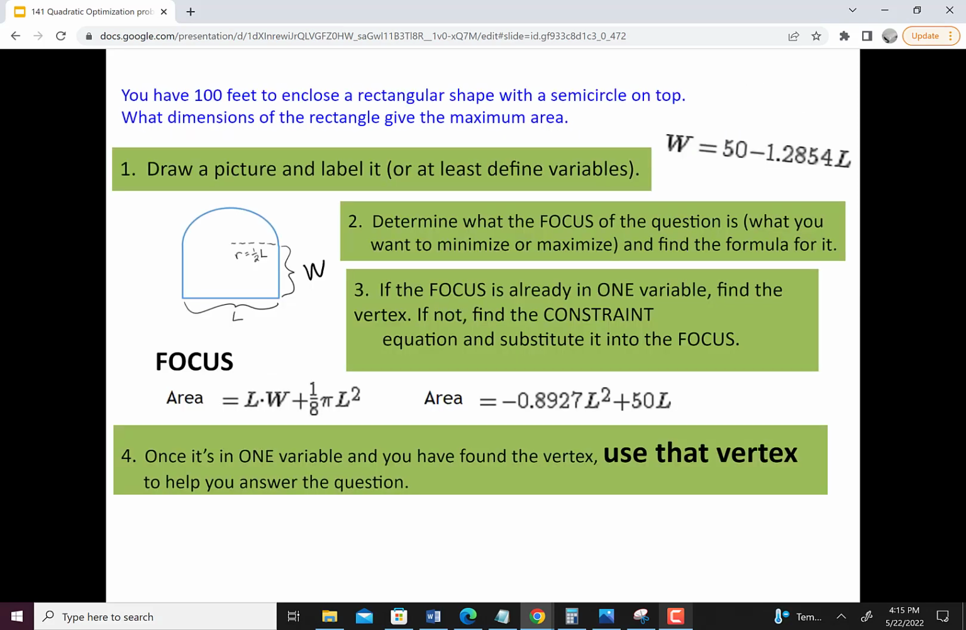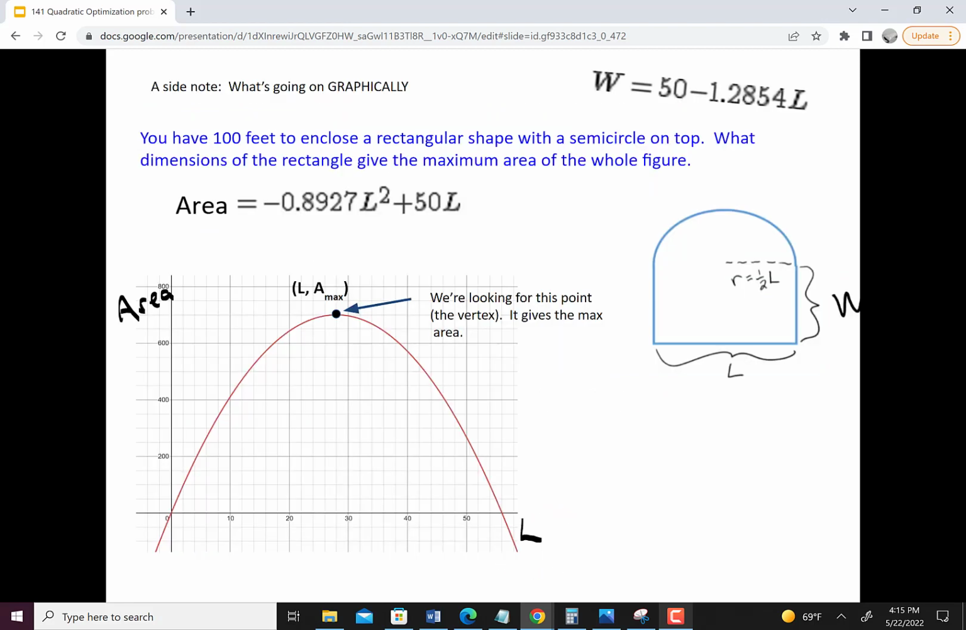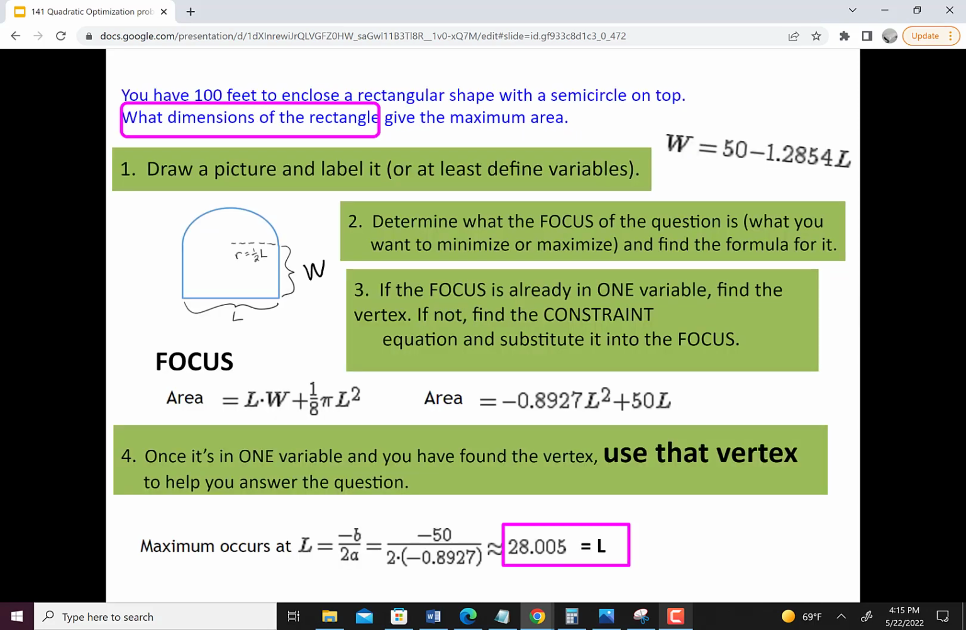We have a formula for finding where the vertex is, and we do our negative b over 2a. A is this number here, negative 0.89. B is 50, plug it in, we get about 28.005, which, by the way, if we go back to the graph, it looks like it should be about 28. And that's the length that we need.